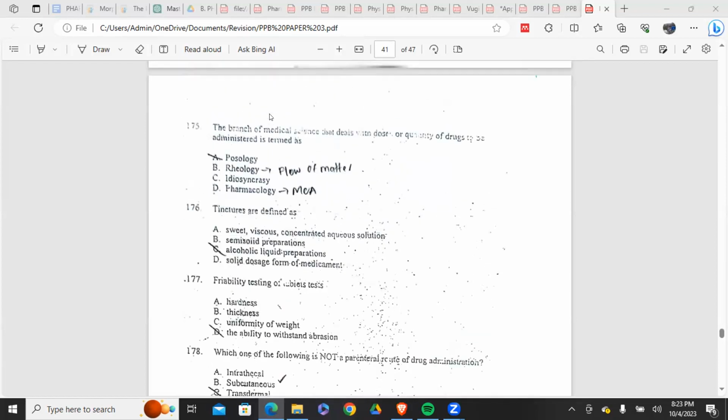Niambieni kwanza tincture ni nini? Zile ni mshuka tunatengeneza za sodium. I think alcoholic. Alcohol. Iodine.